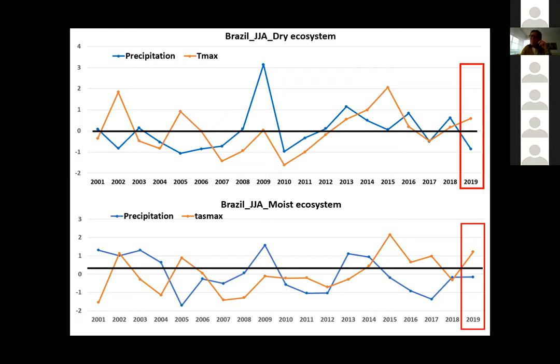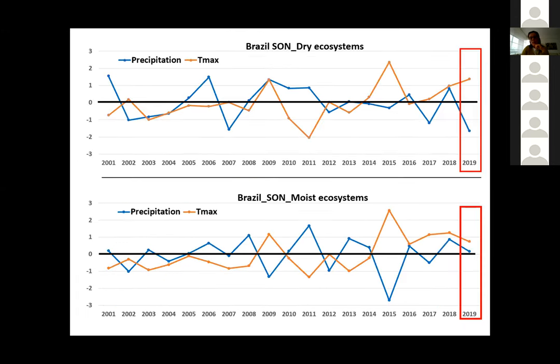There is a hypothesis that future fire activity is going to be driven by temperature, not by precipitation. And we start seeing some hints of temperature having a bigger role in areas where ecosystems are already degraded and where ignition sources are not limited. So it was not particularly dry for the moist ecosystems in 2019, in June, July, August, nor in September, October, November. It was particularly dry for the dry ecosystems, for Cerrado. And it was a very hot year in all these ecosystems analyzed.